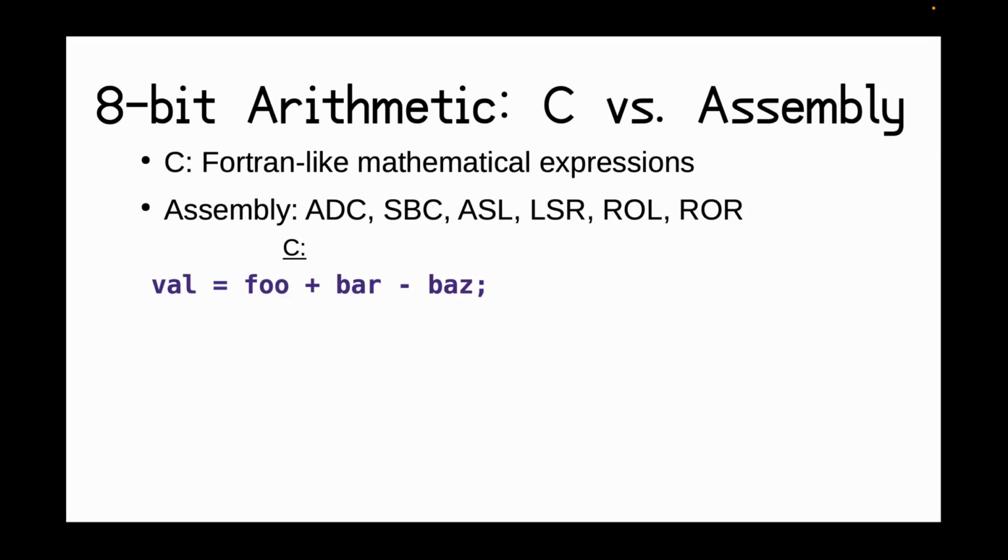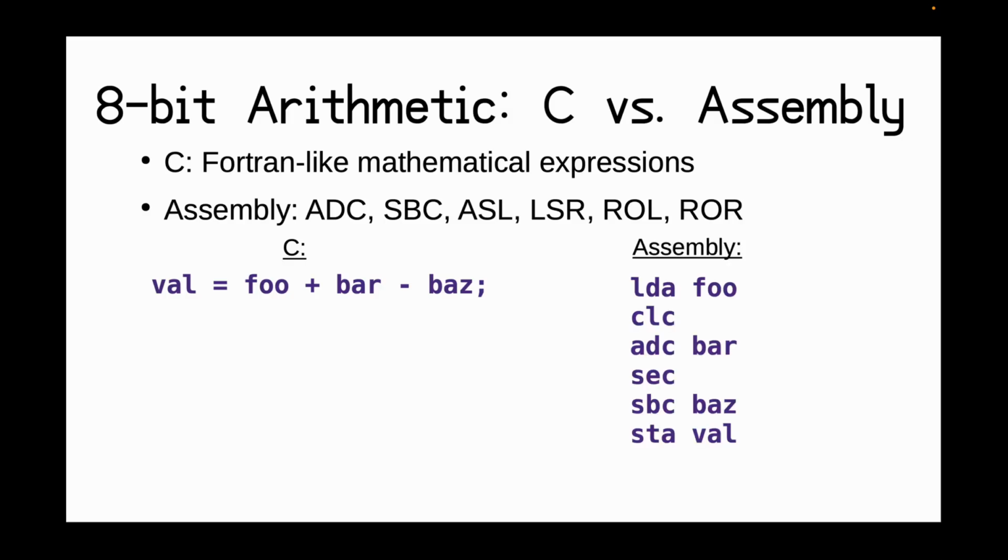In the C code, we see a basic arithmetic operation, where we take the sum of foo and bar and subtract baz from it, then assign that result to the val variable. To do this in assembly, we have to break it down step by step, starting with loading the value of foo into the accumulator. Then we clear the carry bit before adding the value of bar to it and storing the result back in A.